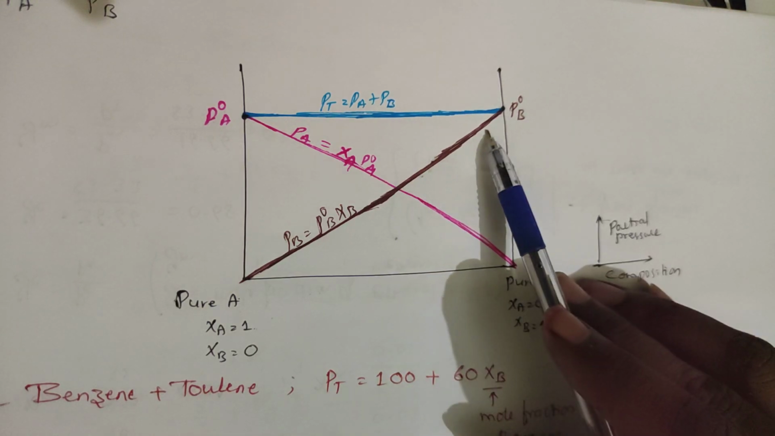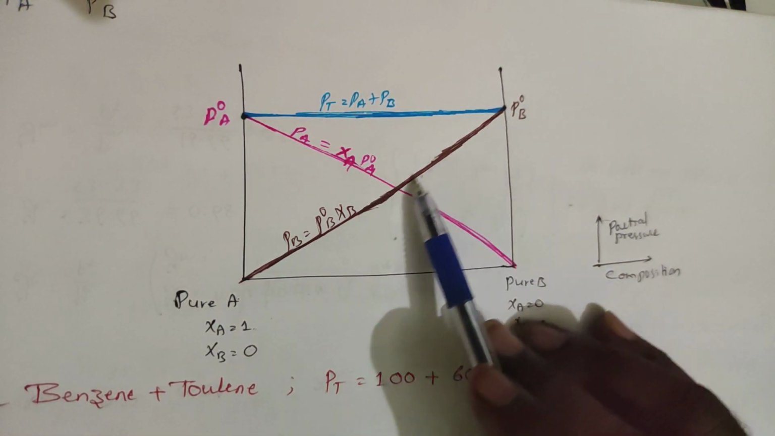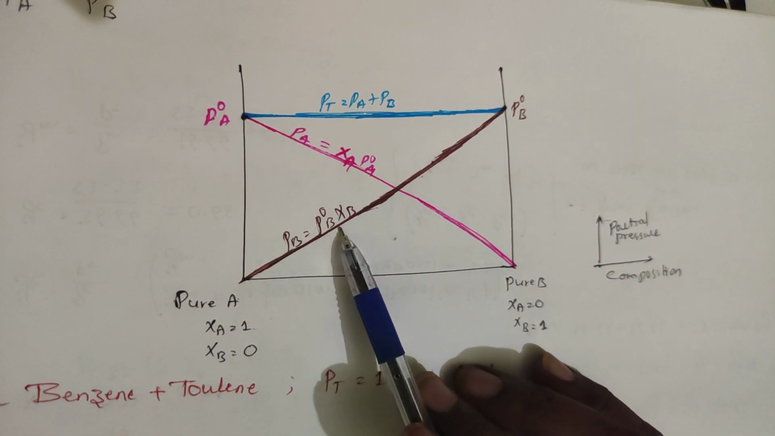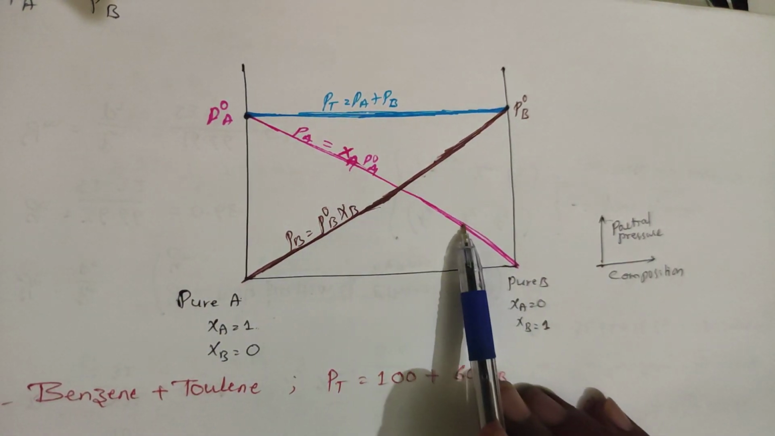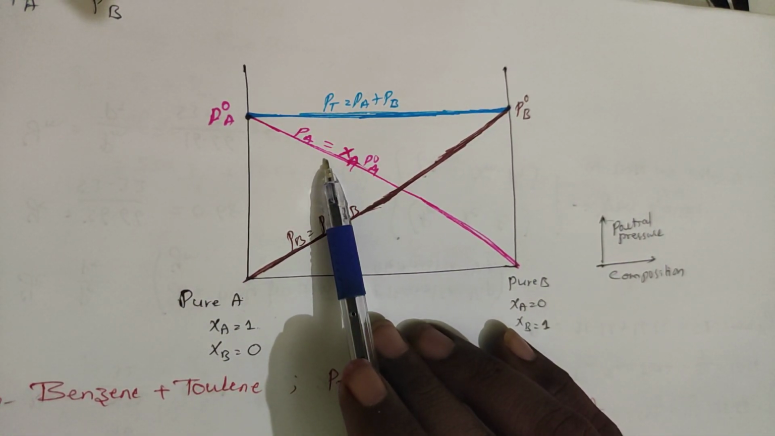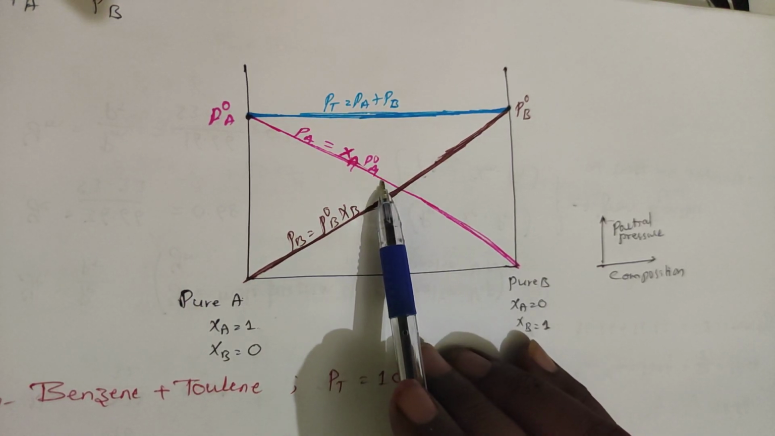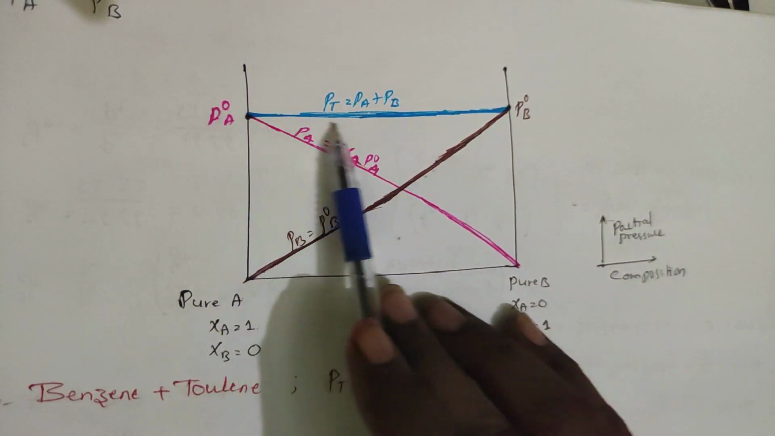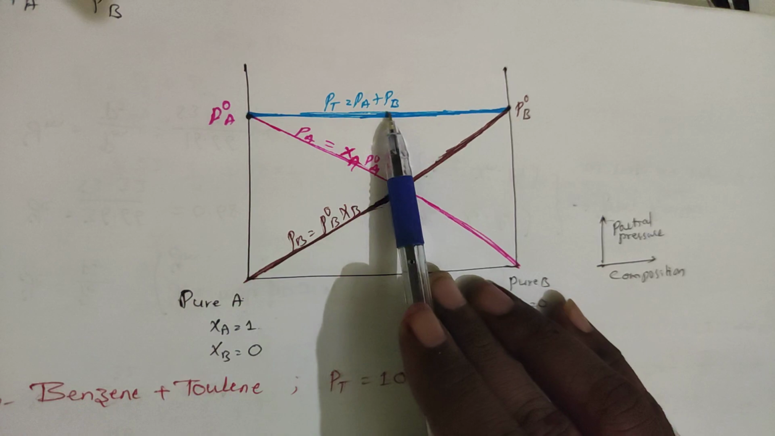So this brown color line indicates partial pressure. This line entirely indicates the partial pressure of B. It is equal to P naught B into mole fraction of B. This indicates PA, mole fraction of A into P naught of A. And this line indicates, for the solution, PA plus PB. Okay.